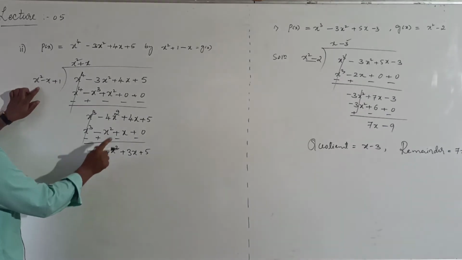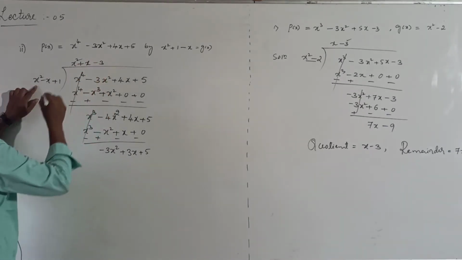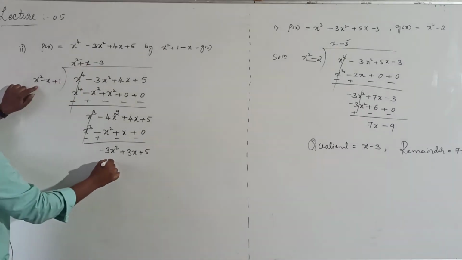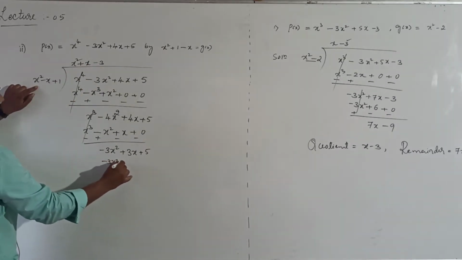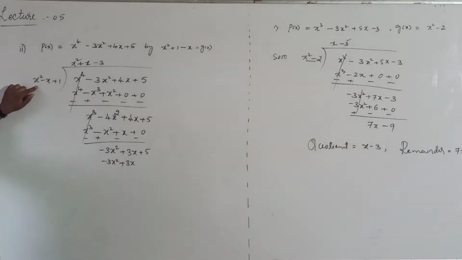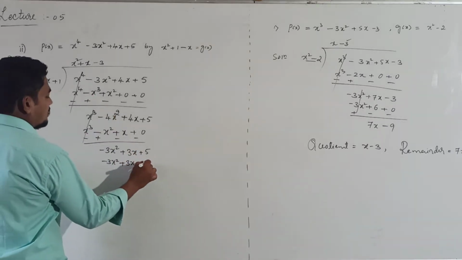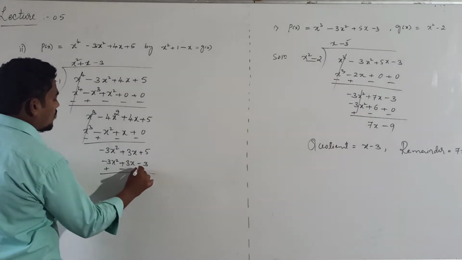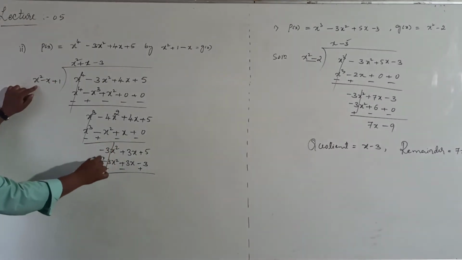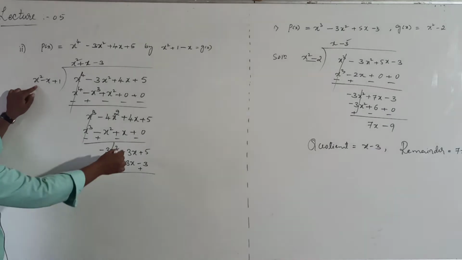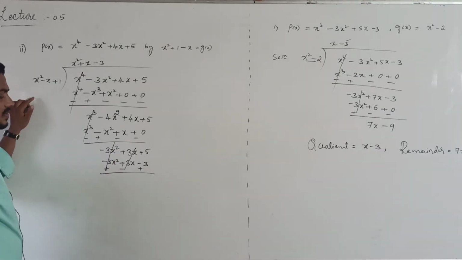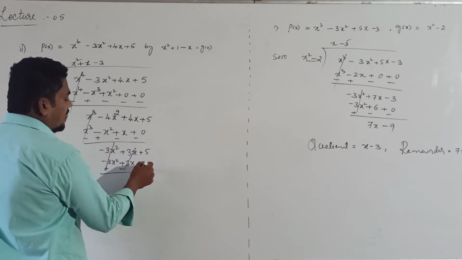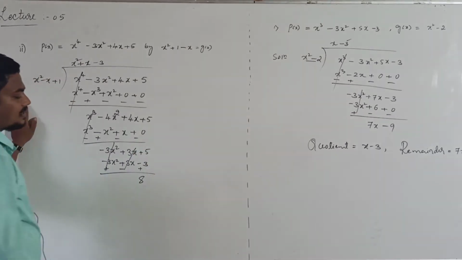For getting minus 3x square, clearly we need minus 3. Now multiply every term with minus 3. Minus 3x square, minus into minus plus 3x, minus 3. Now again reverse the signs, positive, negative, positive. These two terms will get cancelled. Minus 3x plus 3x will get cancelled. Plus 5 plus 3, it will be 8.